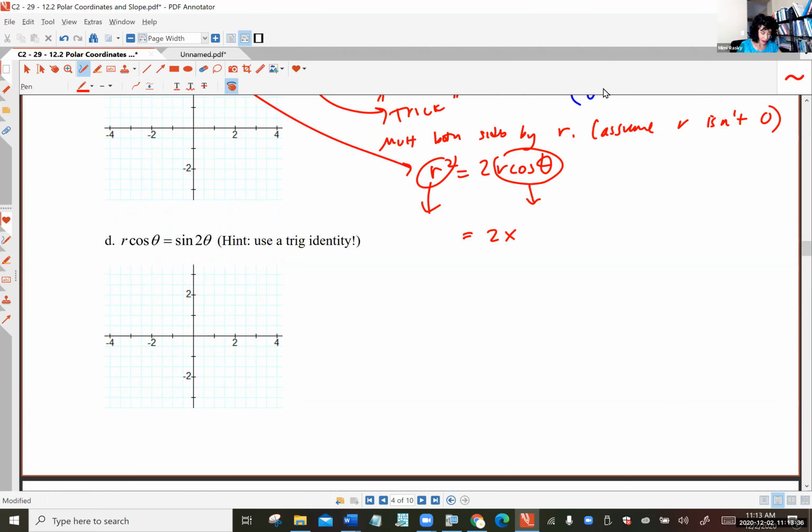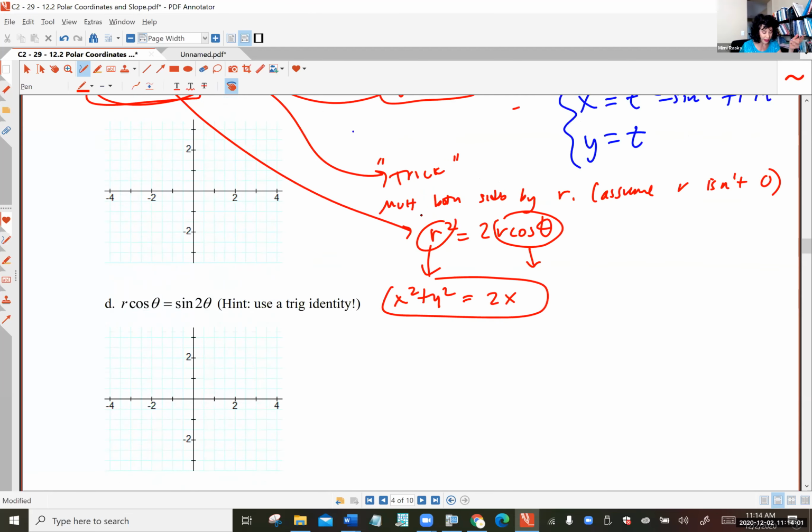Okay, I'm going to call on people. Alec, are you still in the room? Ortega? Yes, I am. What's r squared equal to? Just go check your formulas there. x squared plus y squared. Yeah, that's exactly right. Thank you. So we're going to have x squared plus y squared equals 2x, and we're pretty much done. You just converted to a rectangular equation.